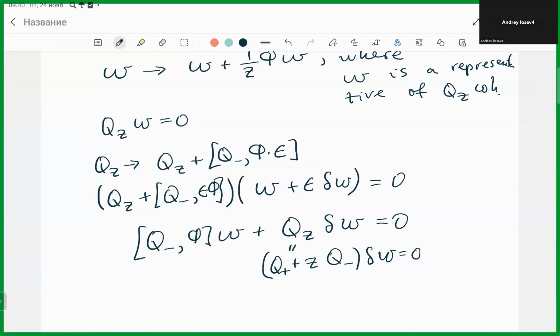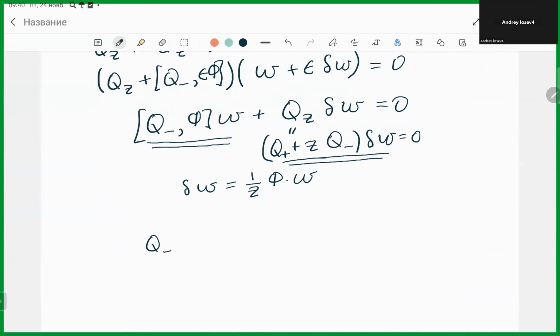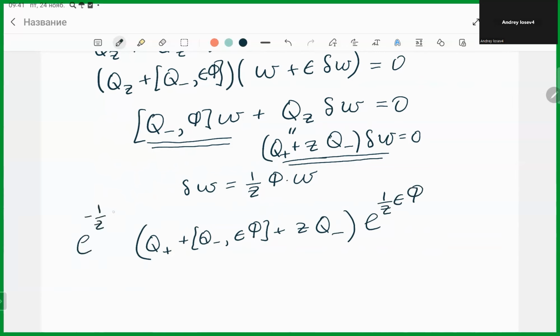And we can solve this equation quite easily by choosing delta W to be 1 over Z phi W. In other terms, Q plus Q minus epsilon phi plus Z Q minus, I can consider the conjugation of it with the help of 1 over Z epsilon phi. And I'll get the correct sign later. So 1 over Z would produce exactly this term. And of course, this is Q plus Z Q minus.